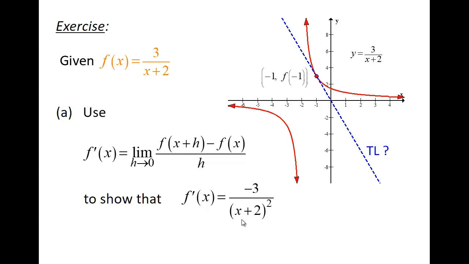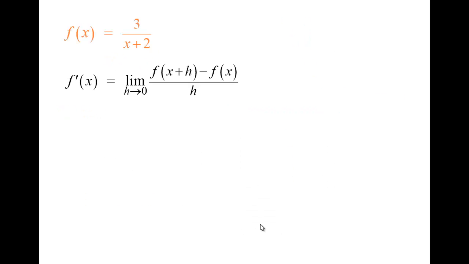negative 3 over x plus 2 squared. So f of x is 3 over x plus 2, so the derivative is this limit.